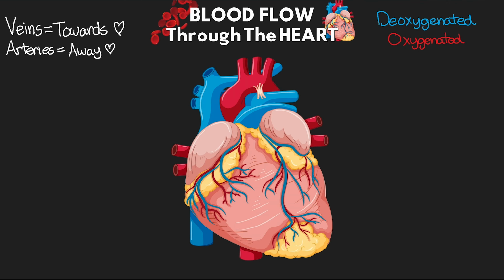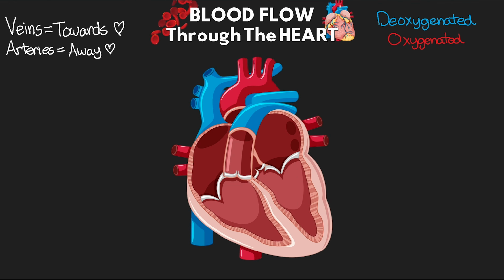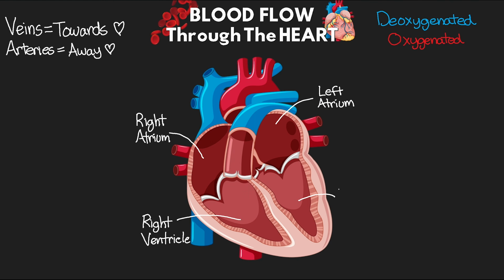With that out of the way, let's take a look inside the heart so we can see some of the structures here. There are four main chambers. Two upper chambers called atria, and two lower chambers called ventricles. We have one of each on each side of the heart. We have the right atrium, the right ventricle, the left atrium, and the left ventricle. The atria help to fully load the ventricle before it then ejects blood away from the heart.